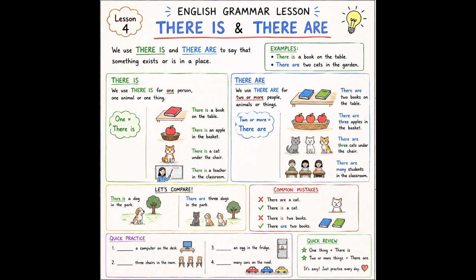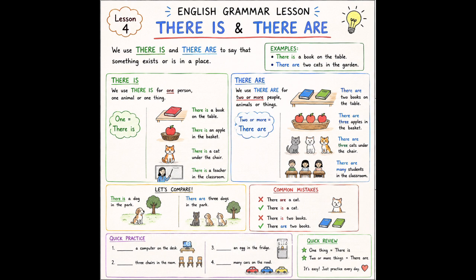For example, look at this room. There is a chair. This means a chair is in the room. Look at the table. There is a book on the table. The book is on the table. Very easy. When do we use there is? We use there is for one person, one animal, or one thing. Remember, one equals there is.